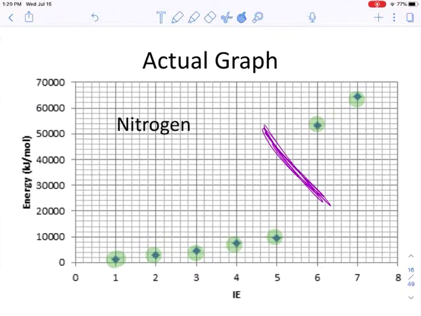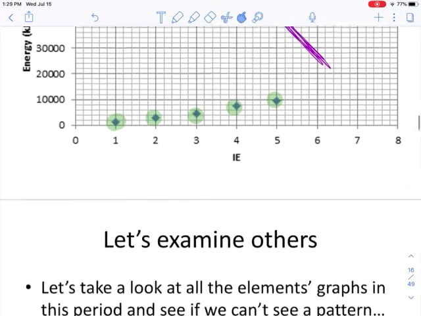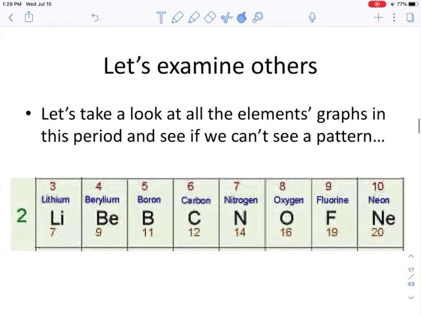And so they began to do experiments on all of the elements to see what they looked like. So let's examine some others. Let's start by looking at the periodic table. And again, you should have the periodic table with you. It's going to make things a little bit easier to see what's going on. It's going to explain a little bit about why the periodic table is arranged as it is, too.